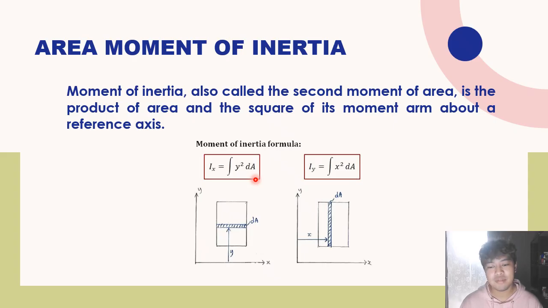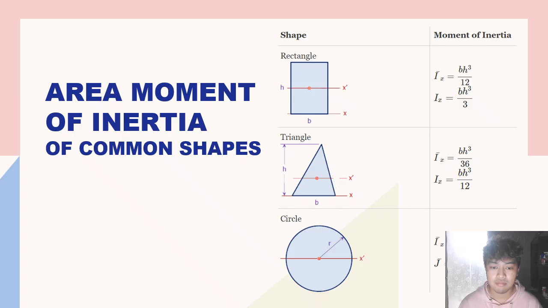Sometimes our cross-sectional area is a common shape. For example, we have a rectangular cross-sectional area, or circular, or let's say triangular. That means we already have established formulas for those with regards to moment of inertia. So with that, we have here the area moment of inertia of common shapes. The first one is a rectangular shape.